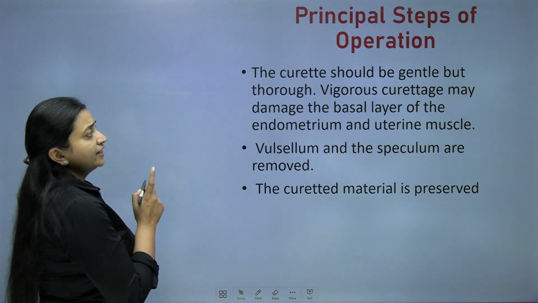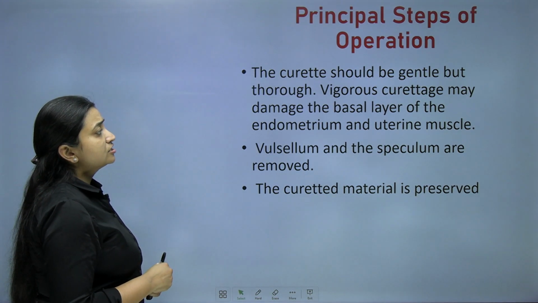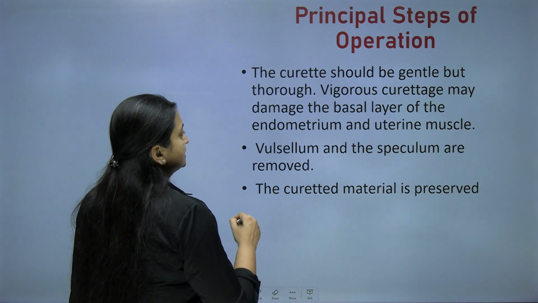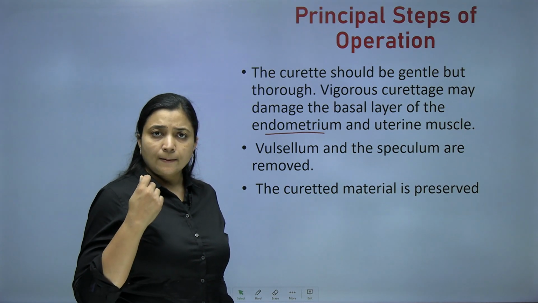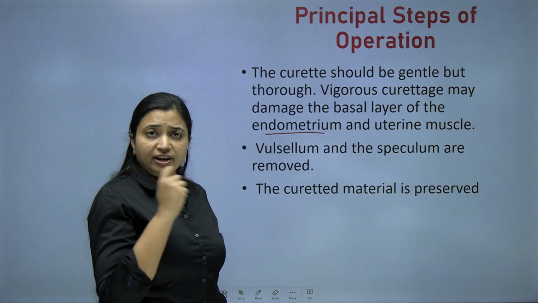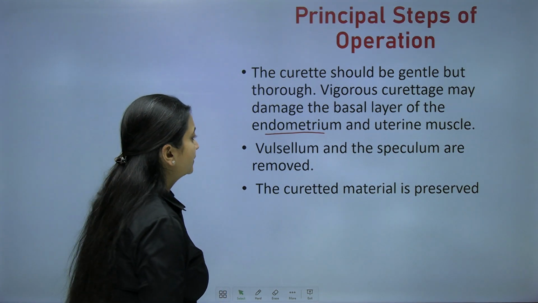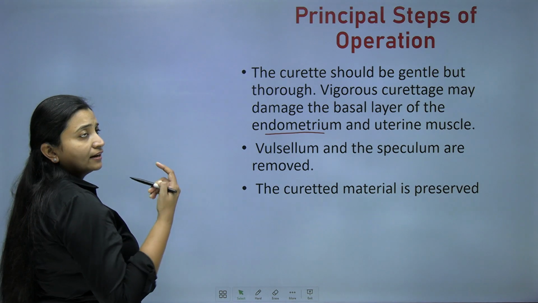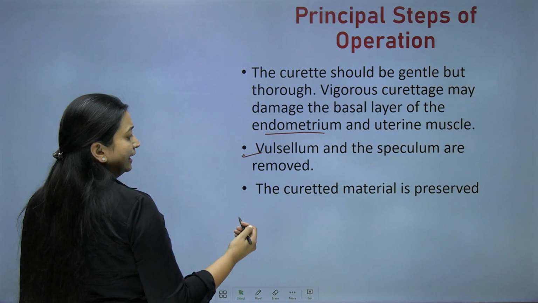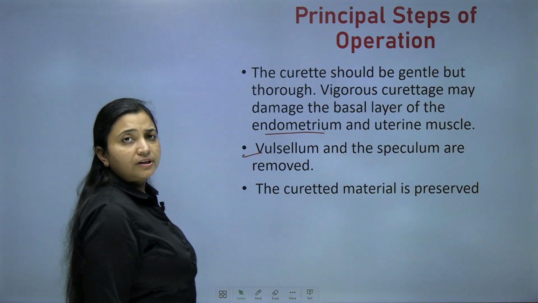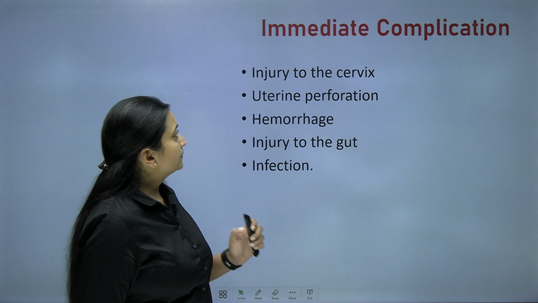The curettage should be gentle but thorough. Thorough means all your walls should be curetted. Vigorous curettage may cause damage to the basal layer of the endometrium and uterine muscle. So it is a gentle curettage but thorough. If you are doing a very vigorous curettage, your patient may well end up with Asherman syndrome in future. Once you are done and there is no active bleeding from inside the uterus, the vulsellum and the speculums are removed and the curetted material is preserved, mostly in a solution of formalin, and sent for histopathological examination.